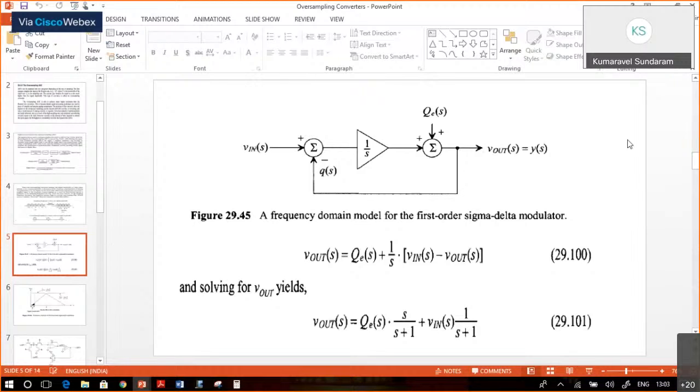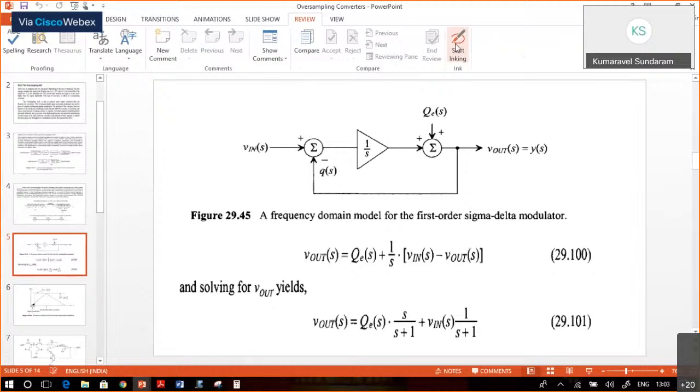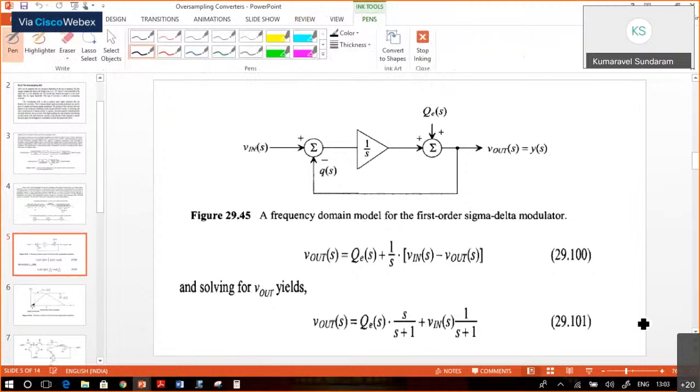The textbook I have referred to is Jacob Baker, CMOS Circuit Design. I'll show you the textbook.